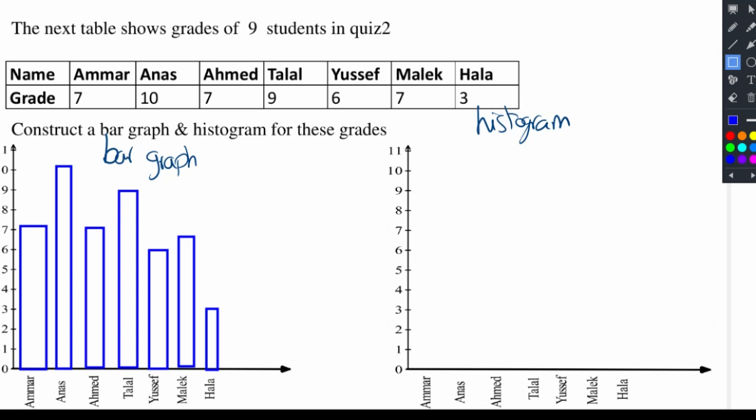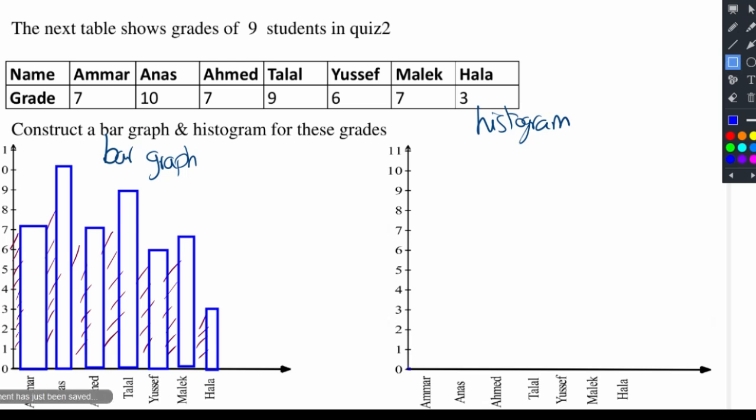You will notice something. In a bar graph, we leave spaces between the axes and between each bar. We don't stack the bars side by side. Okay? In a histogram, what do we do? In a histogram, we also draw bars, but we stack them against each other.